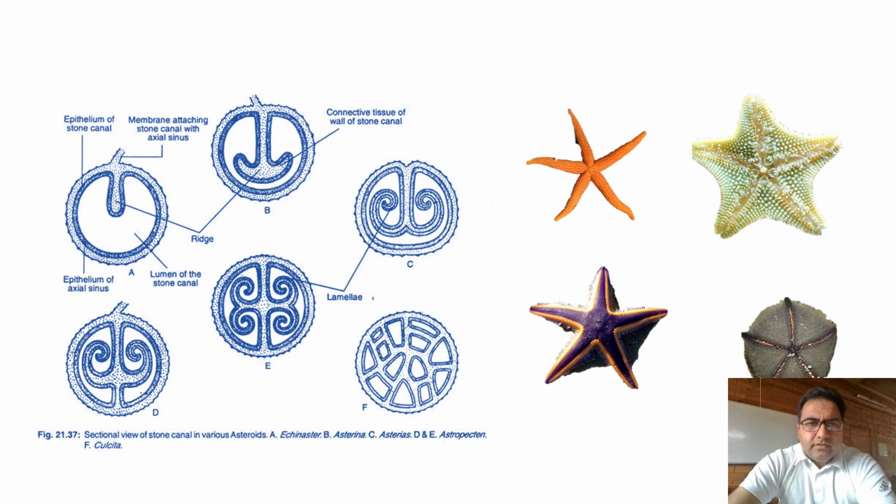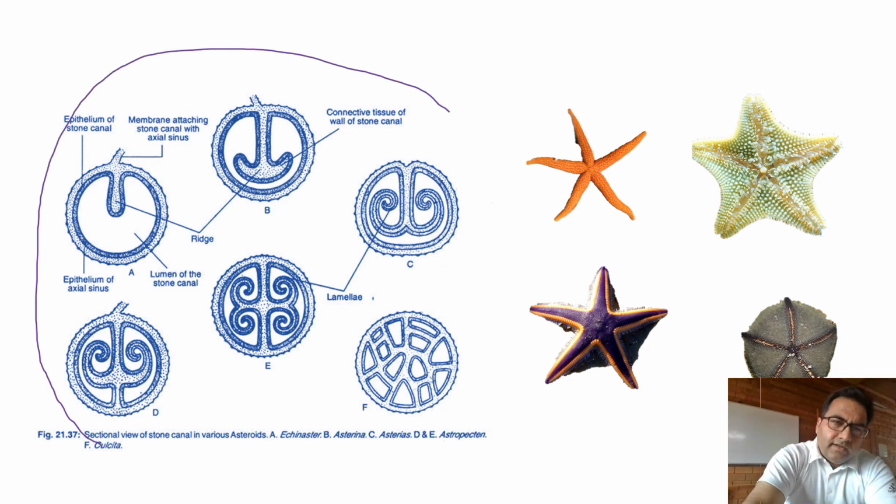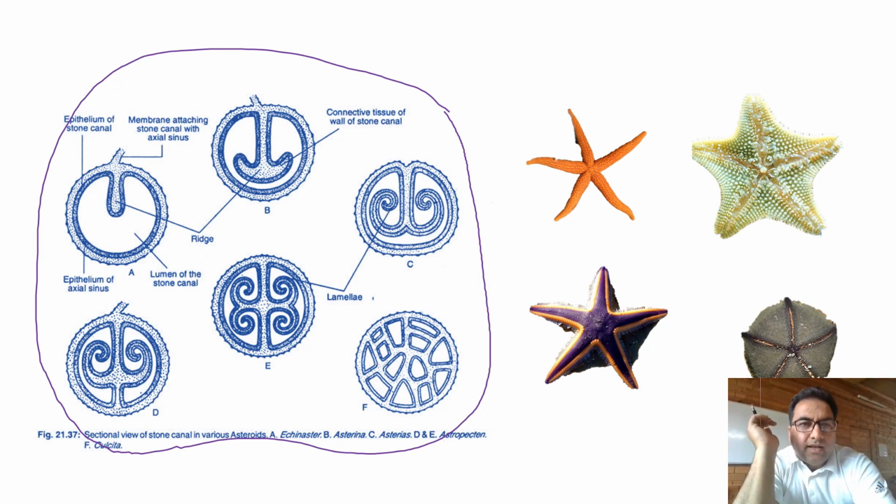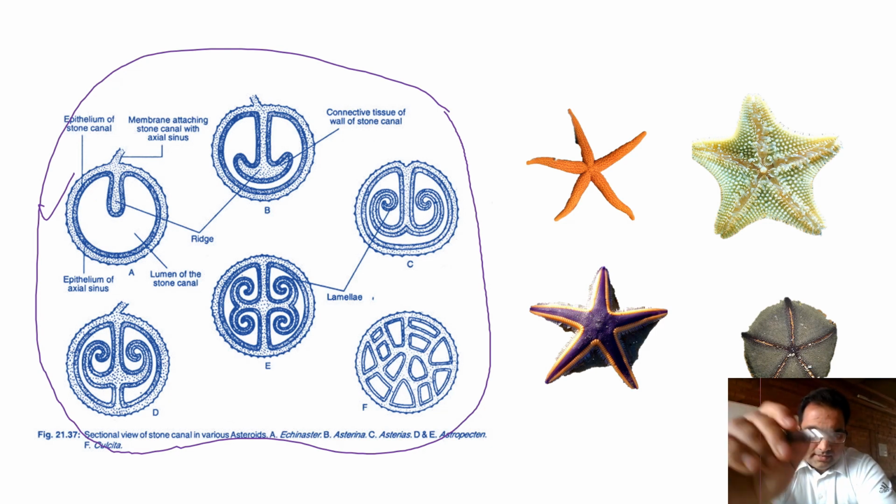Here in this very picture, what we are seeing are the different sectional views of the stone canal in different specimens, or different samples, of the class Asteroidea. So for example, this is that of the Echinoderms. This is the stone canal of Asterina. This is the stone canal of the Asterias.